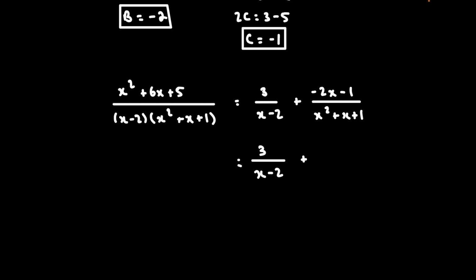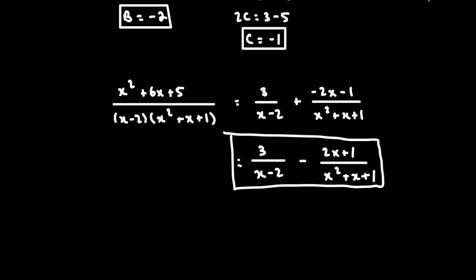plus, minus 2x plus 1 divided by x squared plus x plus 1. And that is how you get the partial fraction for a quadratic, or for a fraction which has a non-reducible quadratic on the denominator. Okay, let's have a look at one last example.